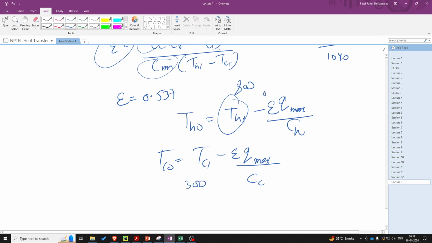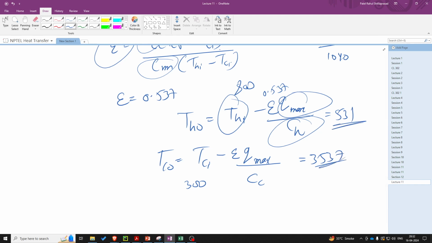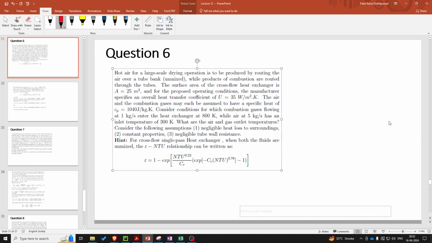So this will be 800 minus, epsilon we calculated as 0.537. Q max you can calculate. CH we already calculated, and you can just replace the values and the value of TH0 will come around 531, and the value of TC0 will come around 353.7 Kelvin. That was the final answer, whereby we are using this effectiveness based NTU based effectiveness in order to find the outlet temperature of the cold fluid as well as hot fluid.